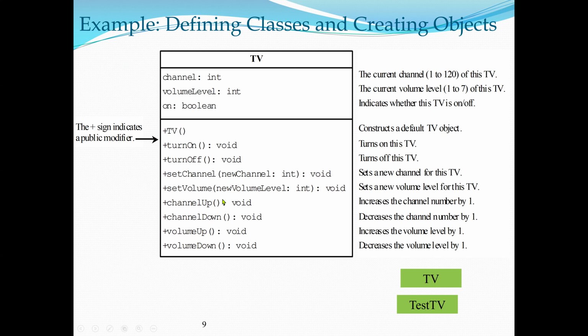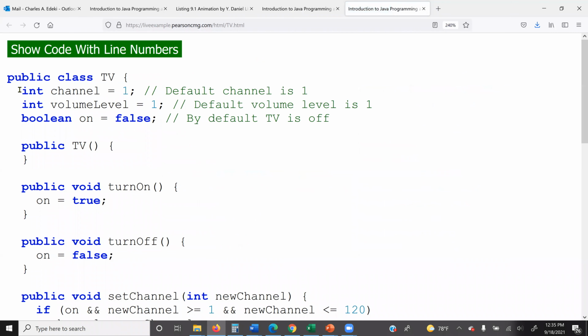So this again, we can have as many behaviors as we need, but this is what is relevant to the problem we want to solve. So we can see the implementation here. First, let's start with the TV class. The name of the class is TV.